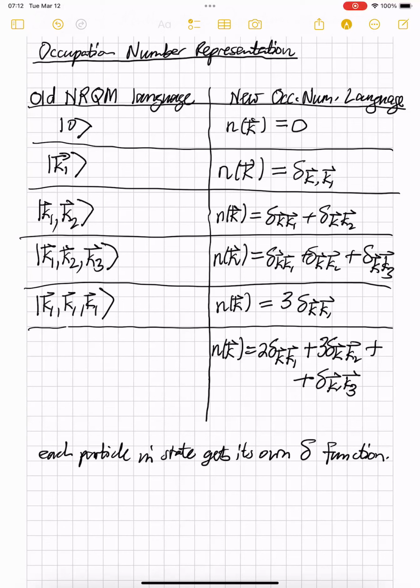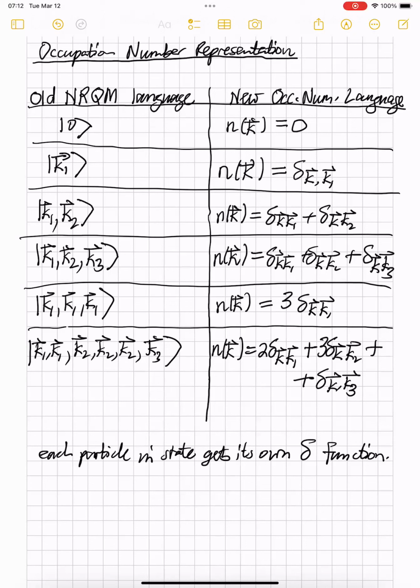Great. So let's see. This is my answer. So 2 k1, so I'll have k1, k1, 3 k2, so I'll have k2, k2, k2, and then k3. So this is a 2 plus 3 is 5, plus 1 is a 6 particle state. 2 of the particles have momentum k1, 3 have momentum k2, 1 has momentum k3.